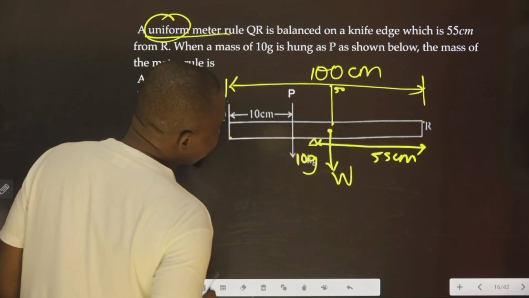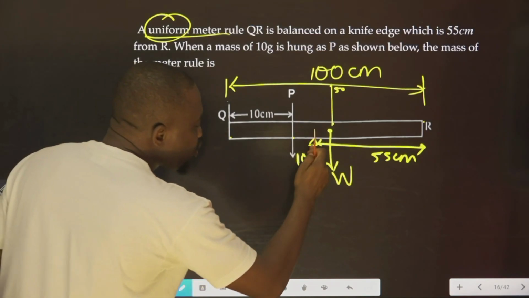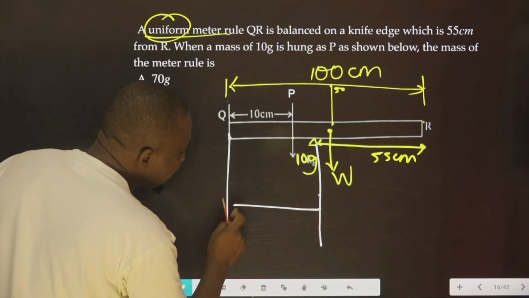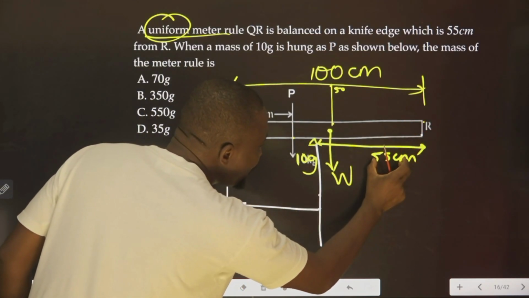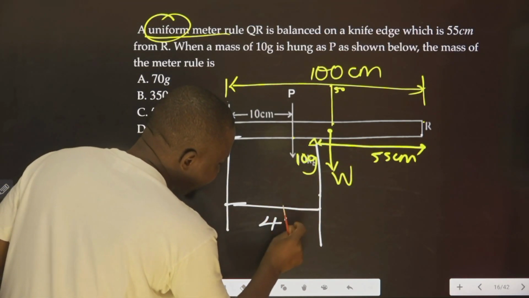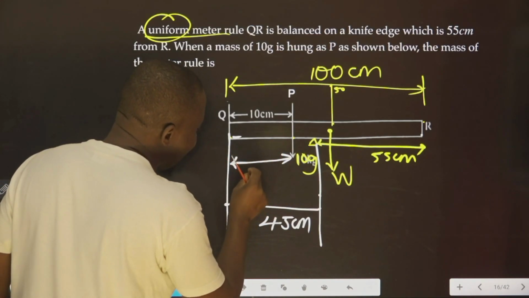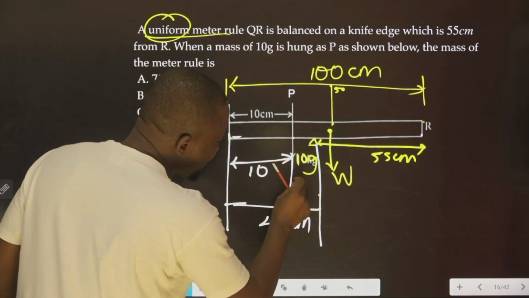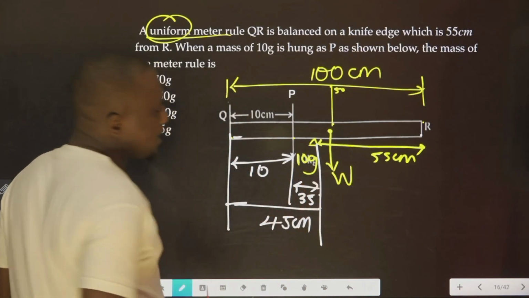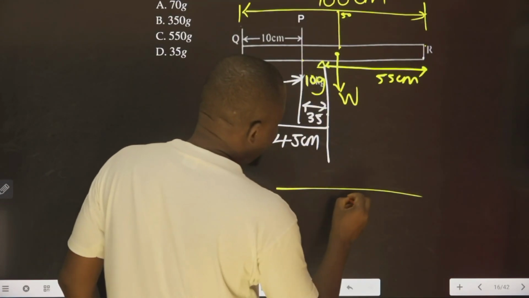Here to here is 10, right? We know that from here to here is 55. So if I come here now, if here to here is 55, what is here to the beginning? If here to here is 100, you have to remove this one from 100 to get the remaining one. It means you're going to get 45 in centimeter. Okay? We know that here to here, we are told is 10. So what is here to here? Here to here is this minus this, which is 35. Okay? So it means, therefore, we are going to have something like this now.